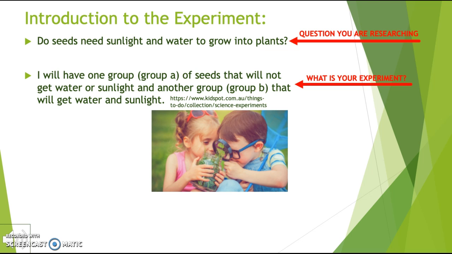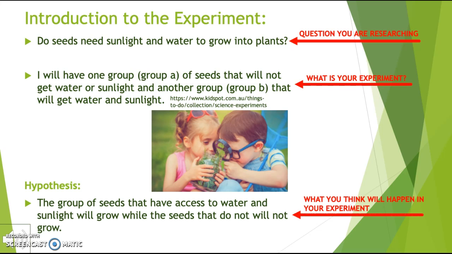Lastly, I will include my hypothesis. A hypothesis is what I am expecting to happen in my experiment, which is that the group of seeds that have access to water and sunlight will grow, while the seeds that do not will not grow.